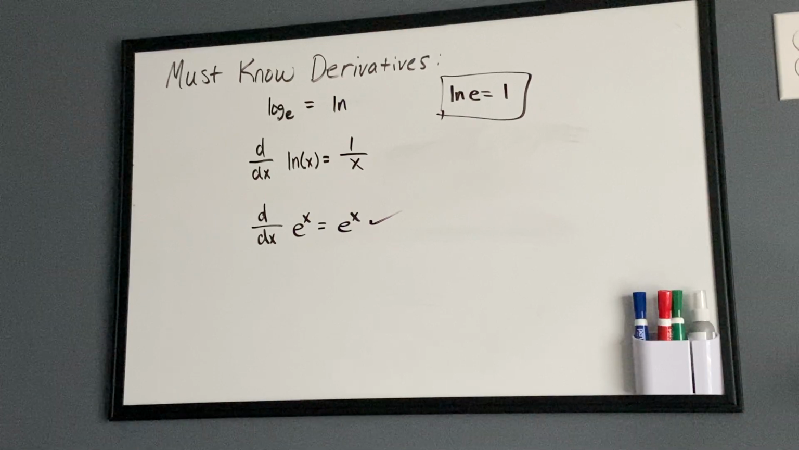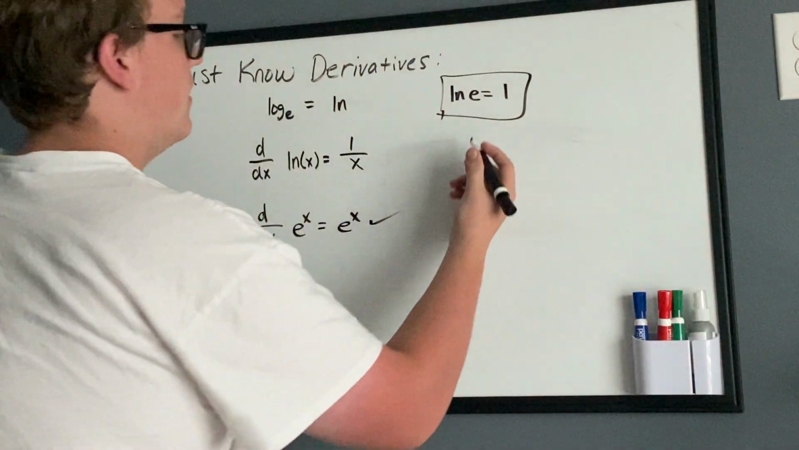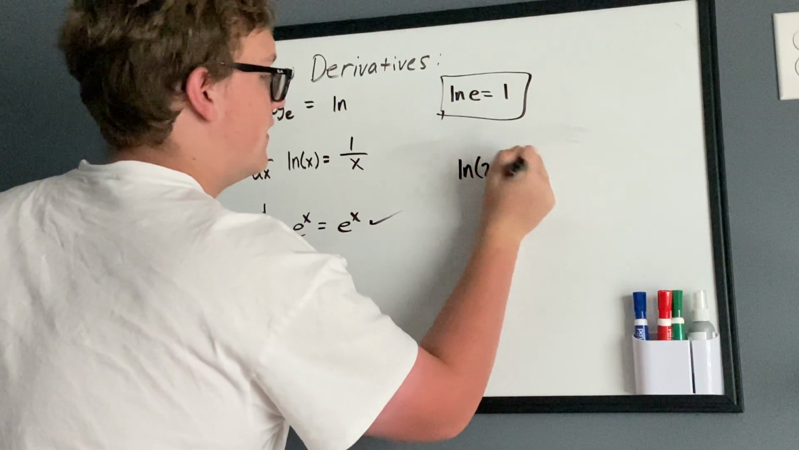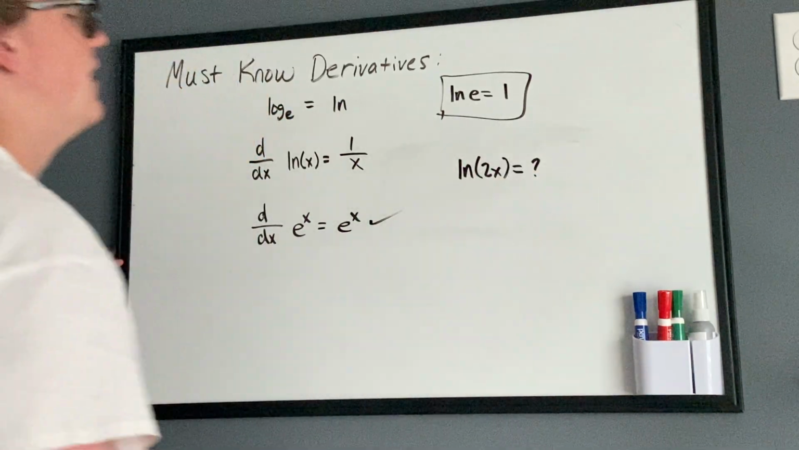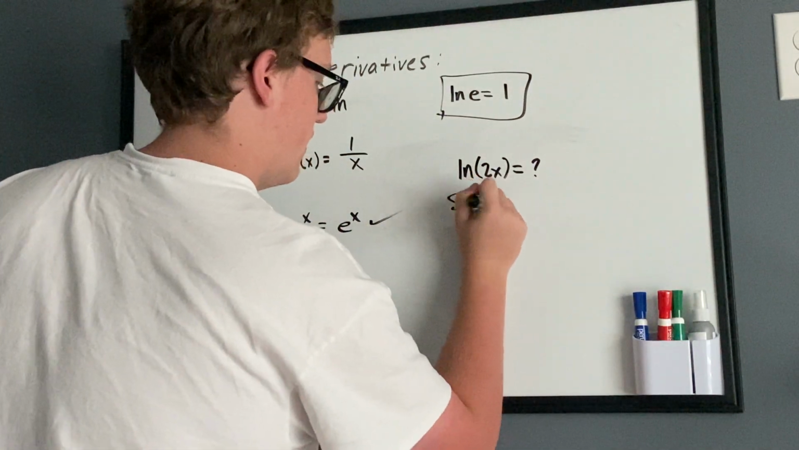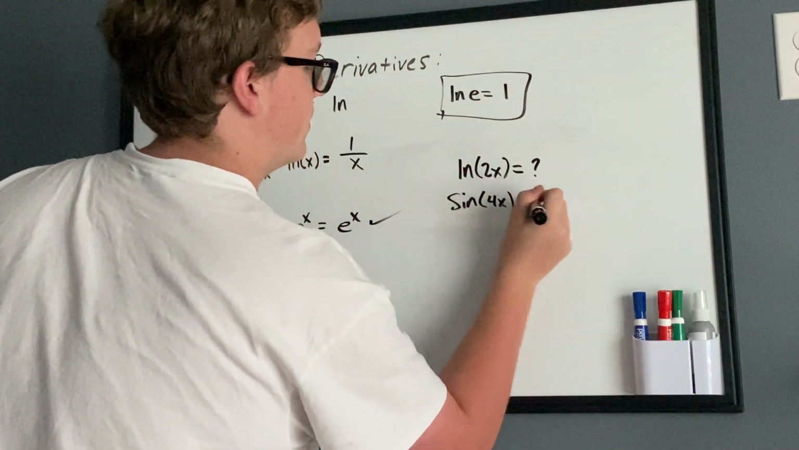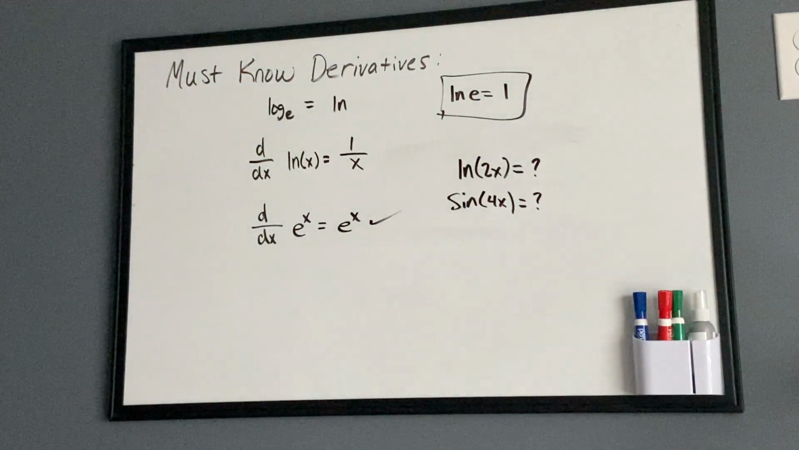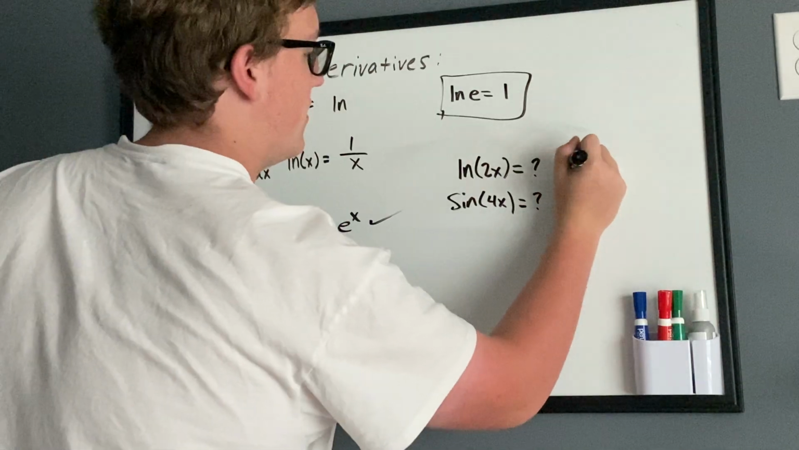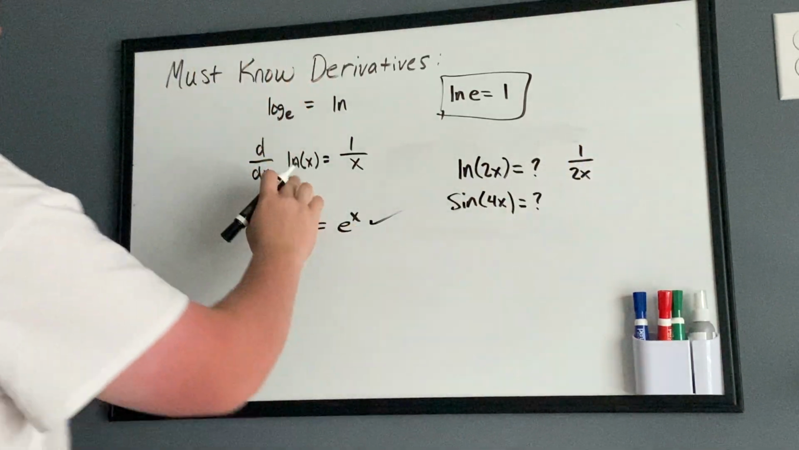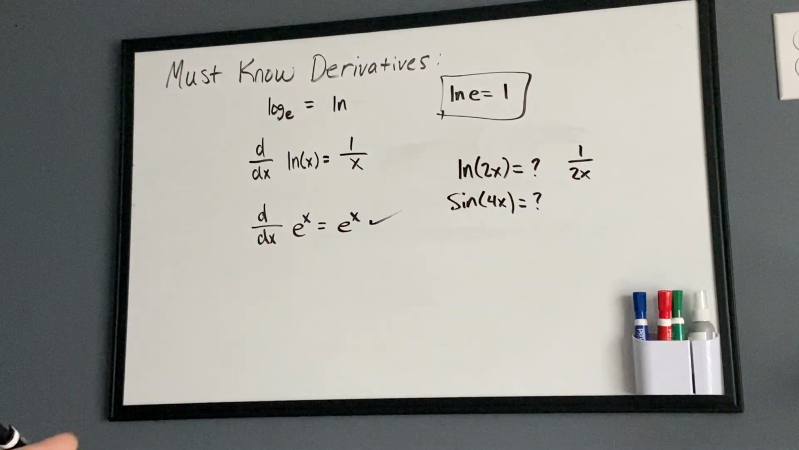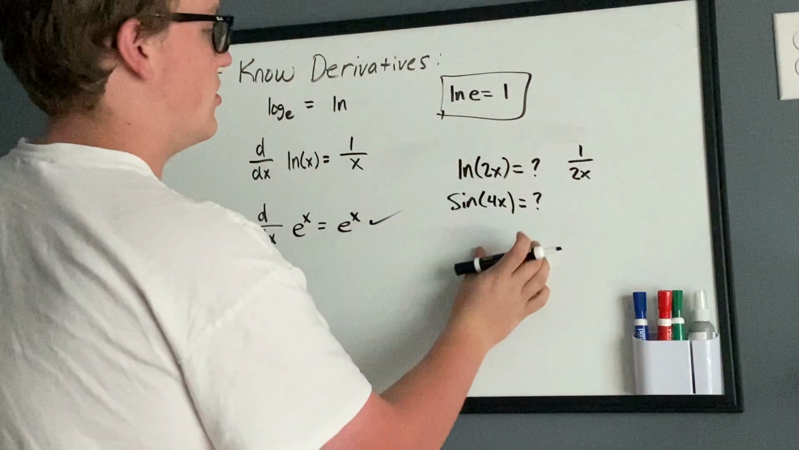Now, I know some of you may be asking, well, what if we did ln of 2x is equal to what? Or if we said sine of 4x is equal to what? Well, contrary to what you may believe, this right here does not equal 1 over 2x. It's not the same thing. This is something we'll get into here soon. This is called the chain rule. To solve something like this, you would have to use the chain rule.